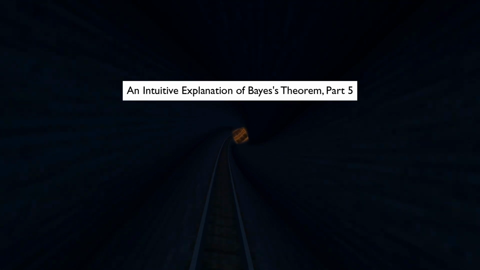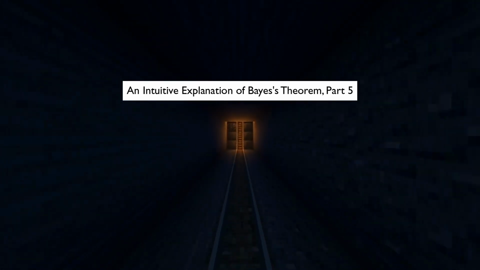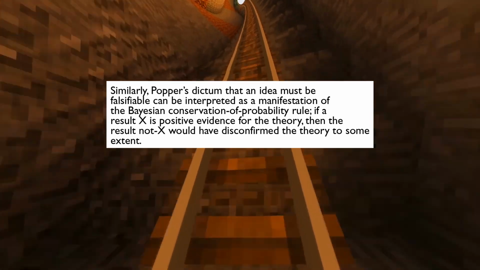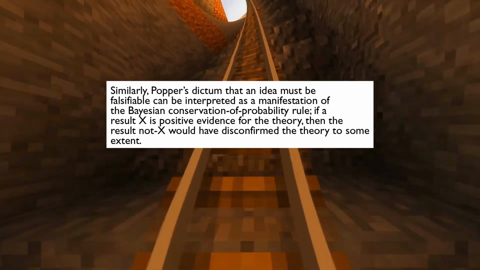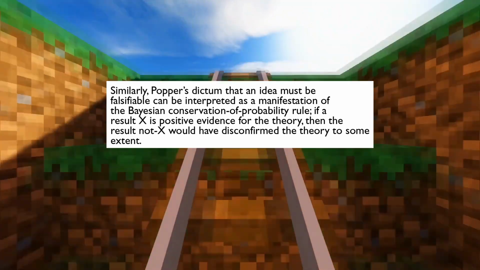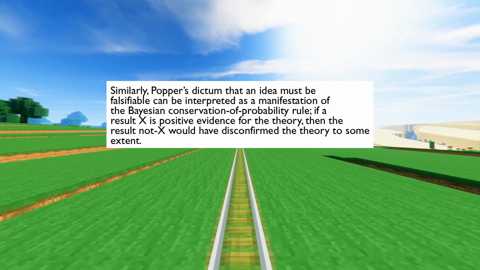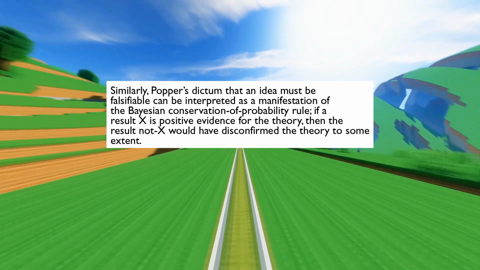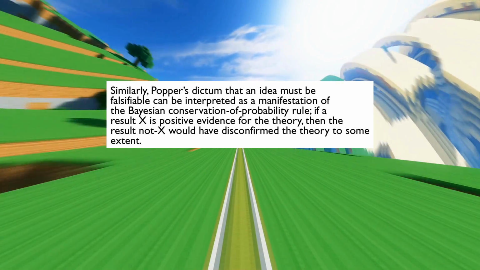An intuitive explanation of Bayes' theorem, Part 5. Similarly, Popper's dictum that an idea must be falsifiable can be interpreted as a manifestation of the Bayesian conservation of probability rule. If a result X is positive evidence for the theory, then the result not X would have disconfirmed the theory to some extent.